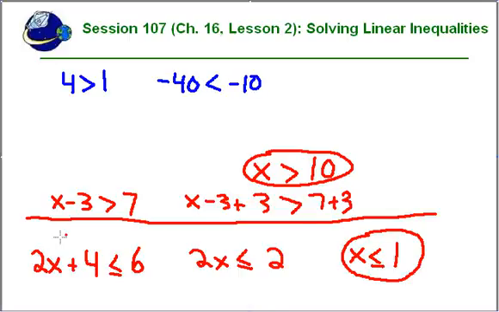Let's take that 1 and place it back into our inequality and see what we get. 2 times 1 is 2. 2 plus 4 is 6. Is 6 less than or equal to 6? Yes, it is. So 1 is a solution. But anything less than 1 is also a solution. Therefore, the proper way of illustrating or describing that would be x is less than or equal to 1.